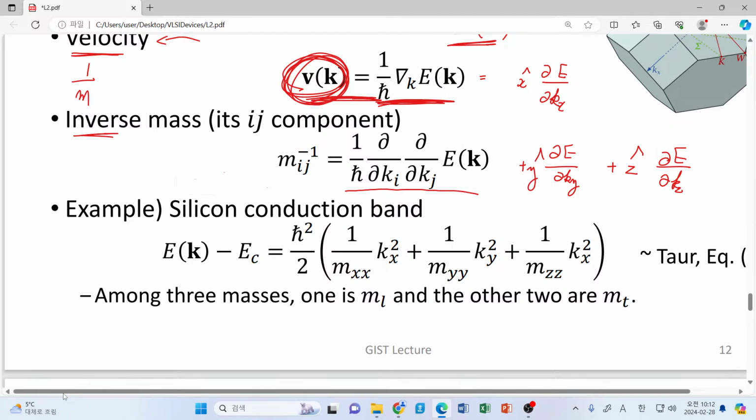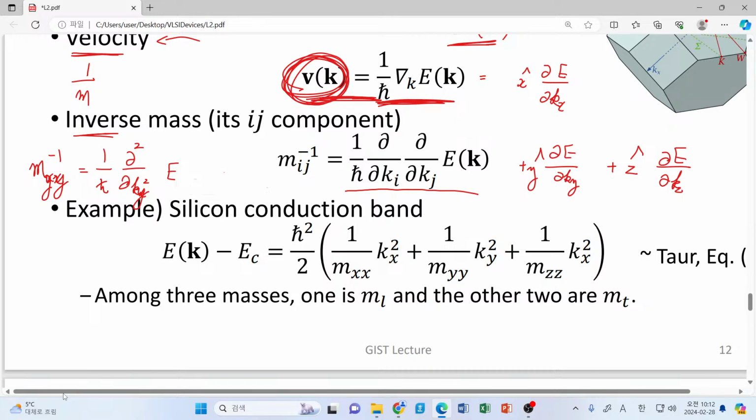For example, if we calculate the inverse mass along the x direction, it is simply given by 1 over h-bar squared times the second order derivative of our energy with respect to kx. Then how about yy? If we have the inverse mass along the y direction, then just take this operation. We can have this one.